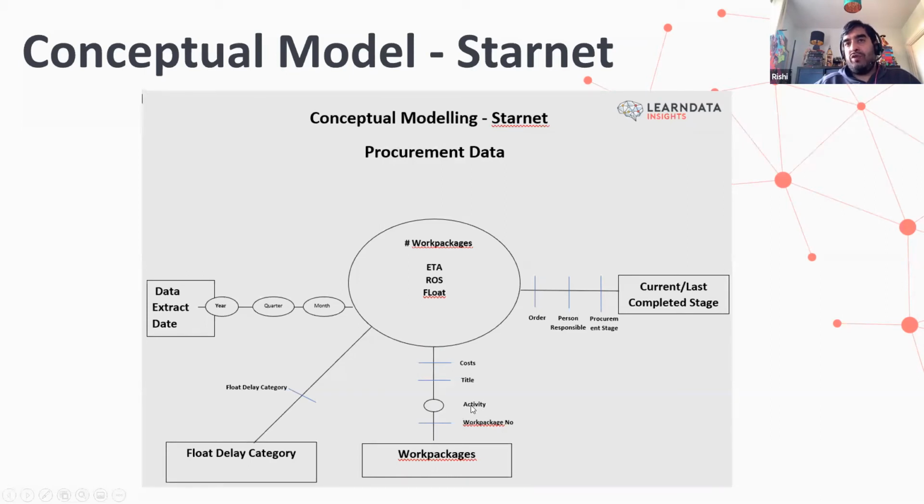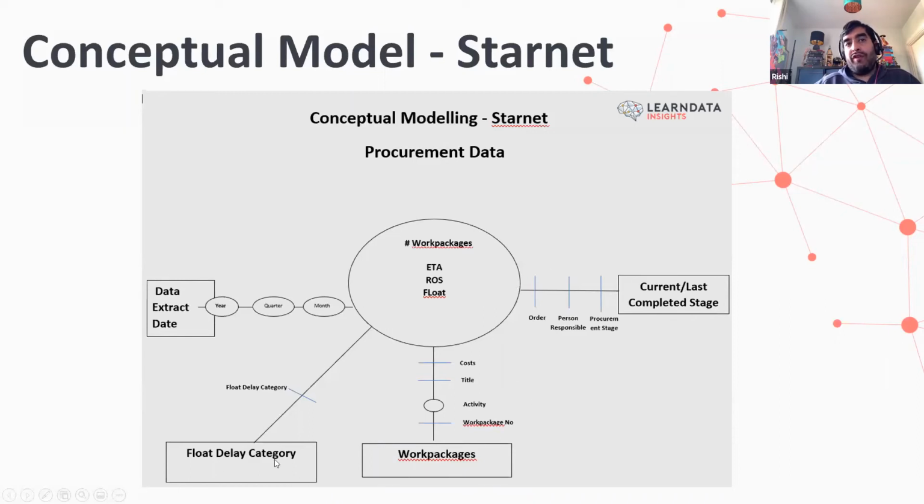Under activity, we've got activity detail, person responsible for activity. We've got other details behind activity. So that's a hierarchy. And then we've got title of the work package and the cost of the work package. We've got the current last completed stage. So these could be things that we can either add as calculated columns, for example, for the data set.